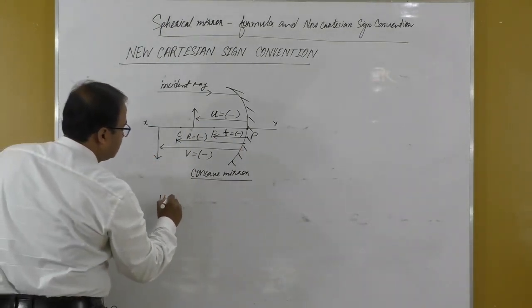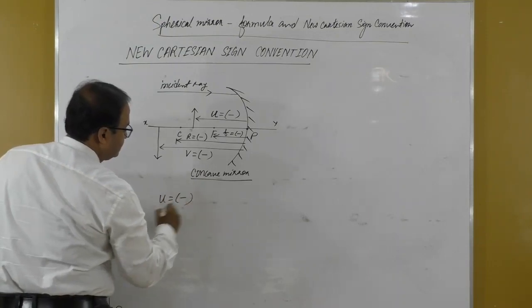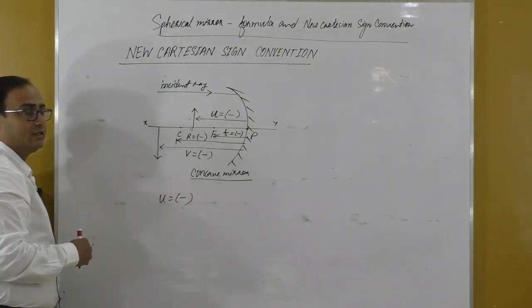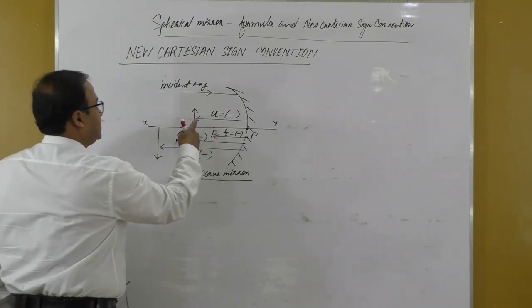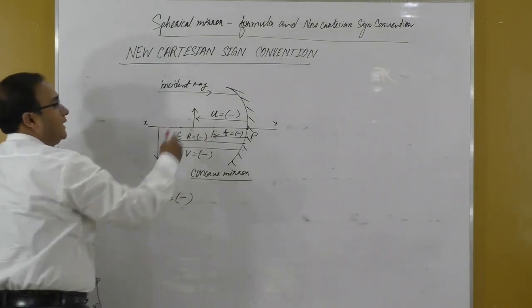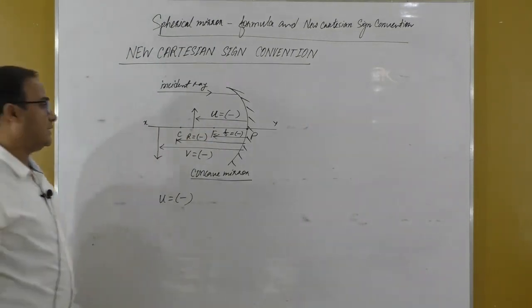So for a concave mirror, u is always negative because the object is placed on this side, and the object distance will always be measured in the direction opposite to the direction of the incident ray.